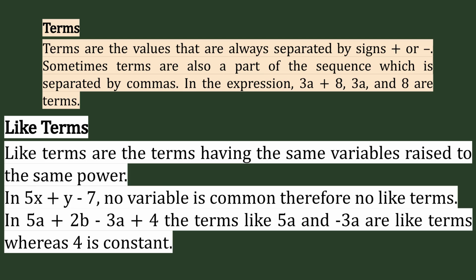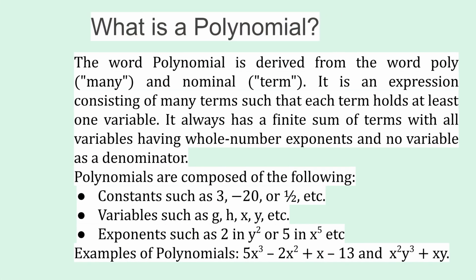Like terms. Like terms are the terms having the same variables raised to the same power. In 5x plus y minus 7, no variable is common, therefore no like terms. In 5a plus 2b minus 3a plus 4, the terms 5a and minus 3a are like terms, whereas 4 is a constant.